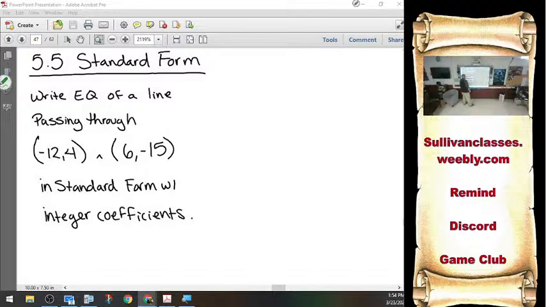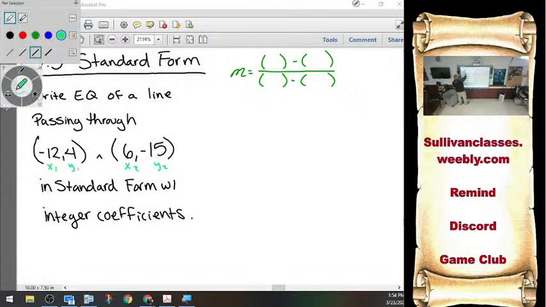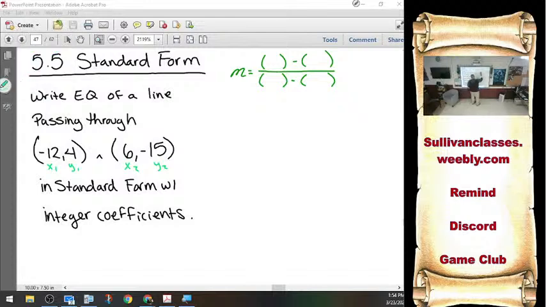Stage one. To get to standard form, you need to start in either slope-intercept or point-slope form. Take your pick, but both of them need a slope. So I'll at least start there. Label x1, y1, x2, y2. It's that same song and dance that we've done about 100 times now. We're going to put in negative 15, 4, 6, negative 12.